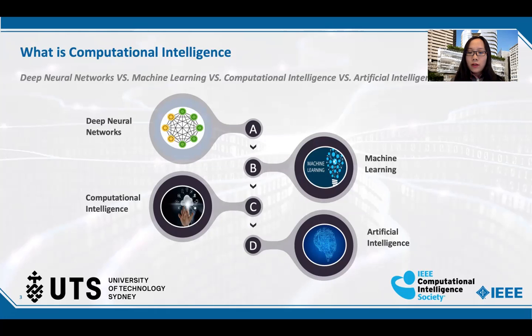Another term is artificial intelligence. It is a broader term compared with CI and ML. It not only contains the techniques in CI and ML, but also contains expert systems and true logic.